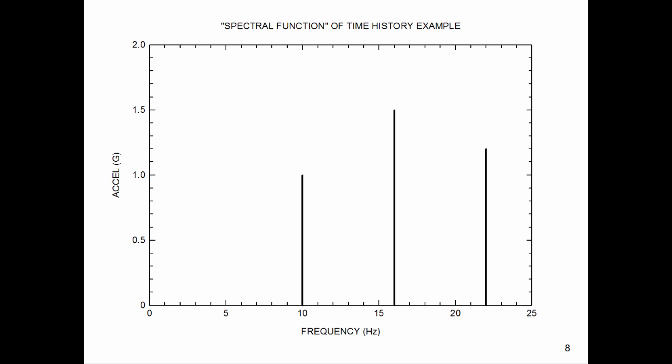For example, if the previous mathematical function were truly the forcing function or the base excitation function, it would be good engineering practice to make sure the natural frequency of our structure were well separated from any of those 3 peaks.